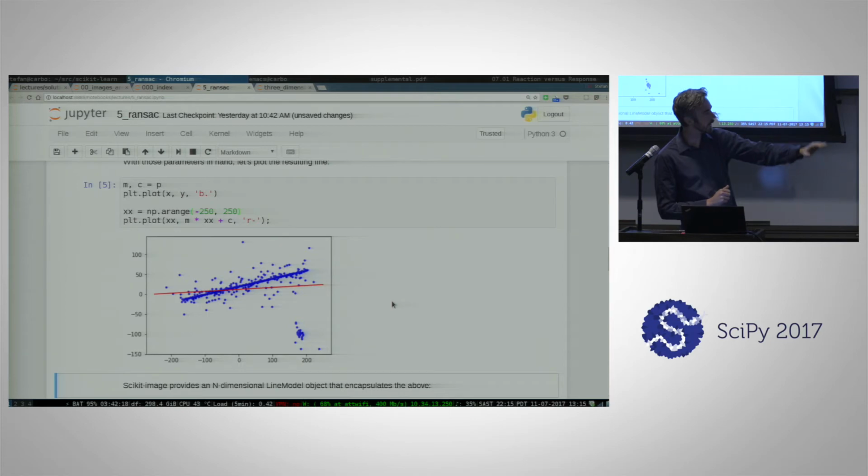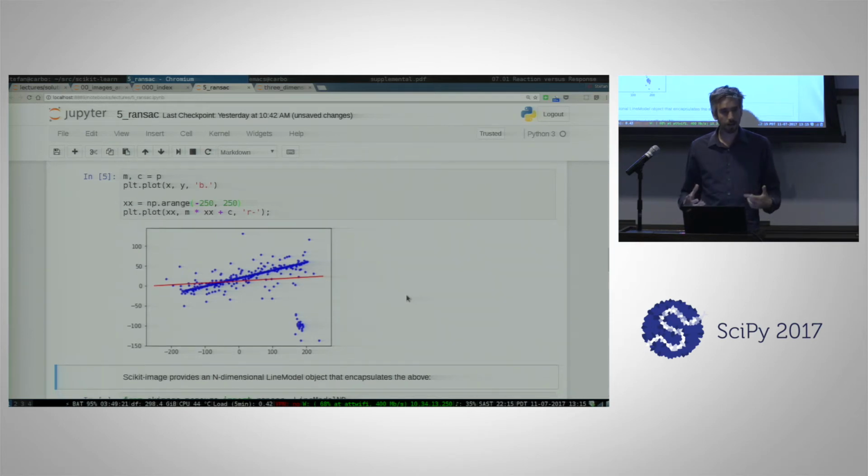So if we didn't have the outliers, the line would probably have fitted correctly. But because of the cloud of outliers, it skews the line in the wrong direction. Now, scikit-image provides an n-dimensional line model. It's got a circle model, an ellipse model, various models that you can fit onto data.